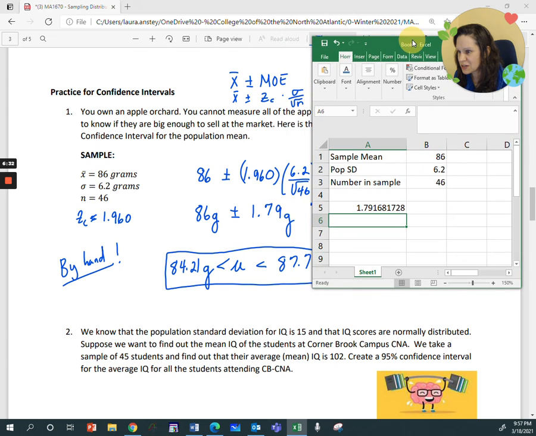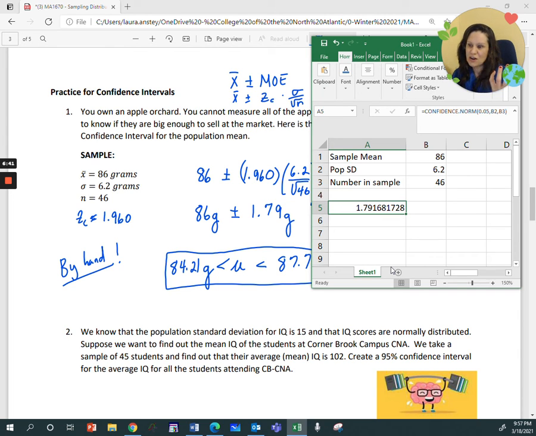1.791. It gives us all of it. The thing is, it says confidence. It doesn't give us the entire interval. It just gives us the margin of error. So I'm just going to write that here, MOE. Maybe I should have done it the other way.